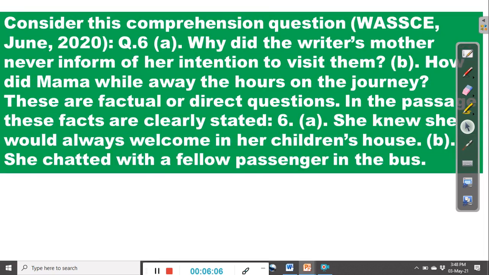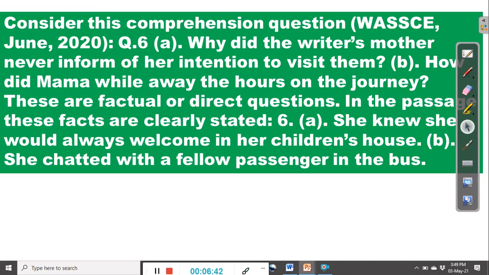Now consider this comprehension question, West African Senior School Certificate Examination of June 2020. Question 6, sub-question A. Why did the writer's mother never inform her children of her intention to visit them? All right. Then B. How did Mama while away the hours on the journey? These are factual or direct questions, and in this passage, these facts are clearly stated.